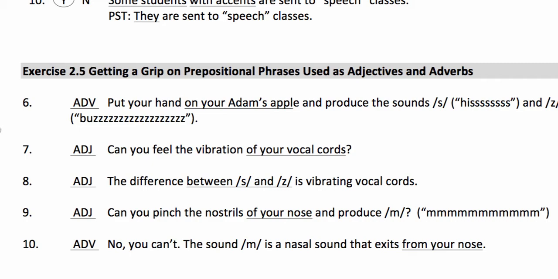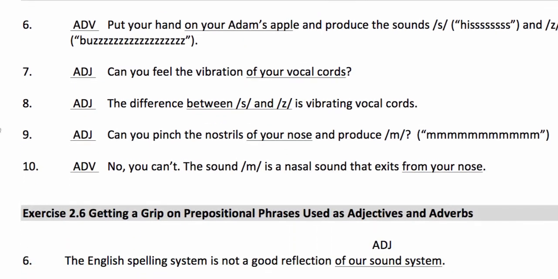The same with 9. Which nostrils? The nostrils of your nose. "Can you pinch them and produce?" Right? You cannot say "can you pinch them of your nose?" Right? You cannot do that. Everything goes out with the pronoun substitution. Therefore, it must be adjectival. Number 10, "the sound is a nasal sound that exits from your nose." Well, first, most importantly, "from your nose" follows a verb. If the prepositional phrase follows a verb, it must be adverbial.